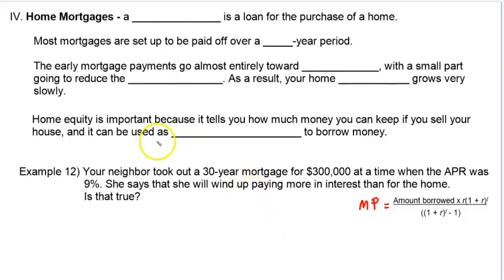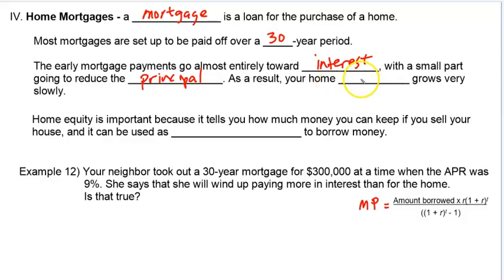Home mortgages. This is a mortgage. You've probably seen that term before. That's a loan for the purchase of a home. It's a specific long-term loan that's just for buying a home. Most of them, not all, but most of them are set up to be paid over a 30-year period. There are some that are set up on 15 years. So those are the two common mortgage terms, but I would say most are 30 years. The early mortgage payments, like we said earlier, go almost entirely toward interest, with a small part going to reduce principal.